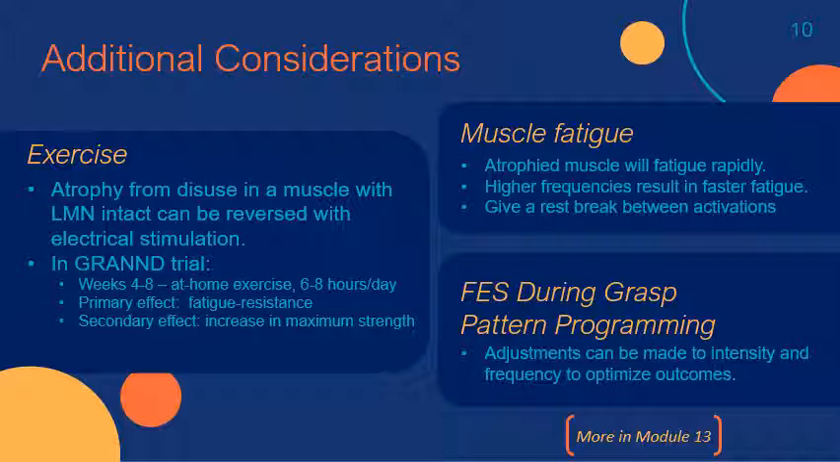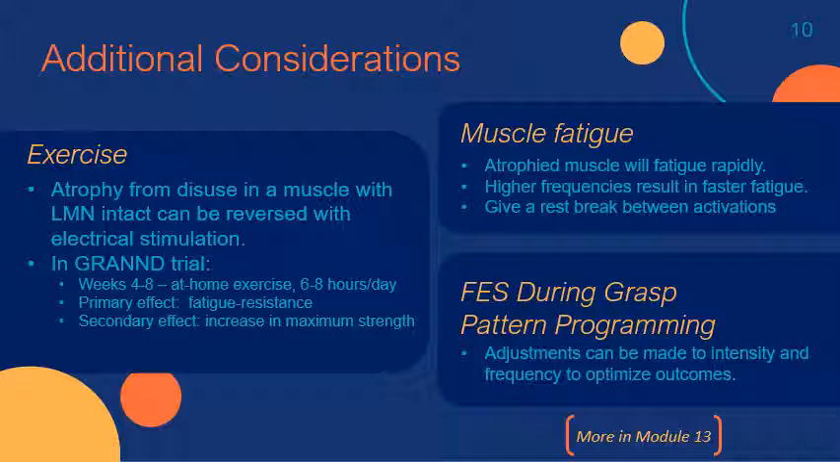Importantly, atrophy from disuse in a muscle with an intact lower motor neuron can be reversed with electrical stimulation over time, which is why during the GRAND clinical trial, participants will undergo a month of exercise prior to functional programming. The main effect of the exercise phase is to improve fatigue resistance. Increasing maximum strength is a secondary effect.